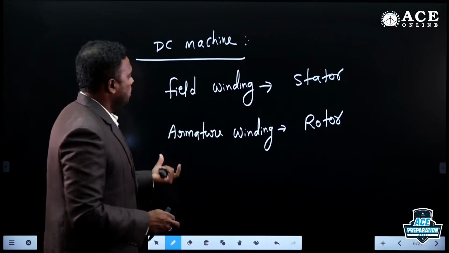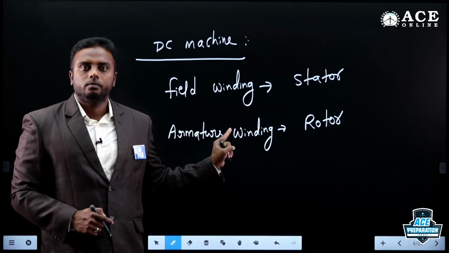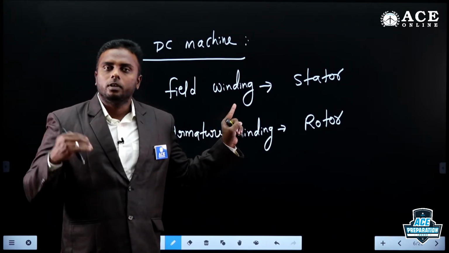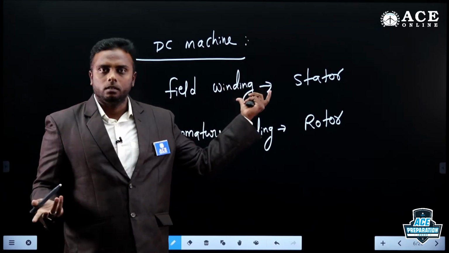Okay. So in case of a DC machine, the armature winding we should place on the rotor. This is fixed. Otherwise, you never get DC voltage. And the field winding on the stator.